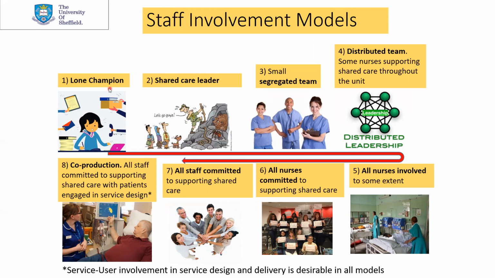First of all, we have the lone champion, which was an individual just struggling to do as much shared care as they could. A shared care leader that was trying to bring everyone on board, small segregated teams. We had distributed teams, so some nurses supporting shared care throughout the whole unit. We had some units where all nurses were involved to some extent, and it was spread throughout the culture, but not with very high commitment necessarily. Then we have this sixth one where all nurses were committed to supporting shared care.